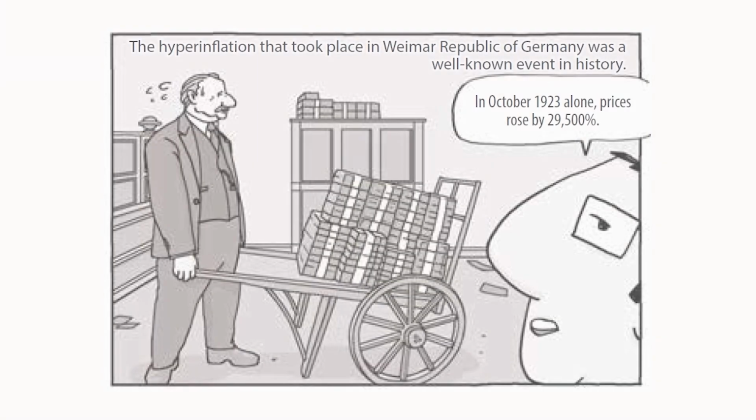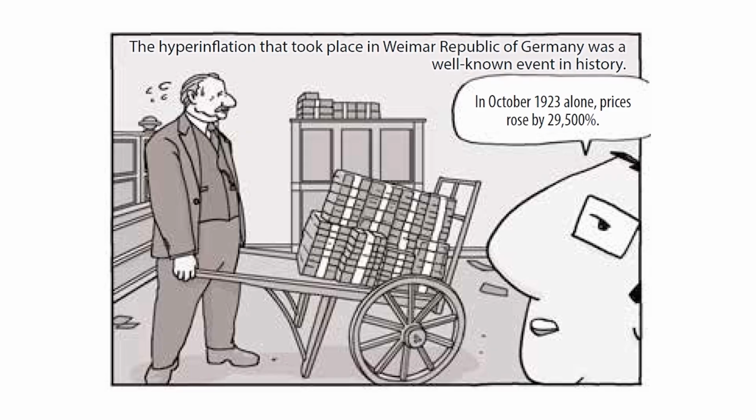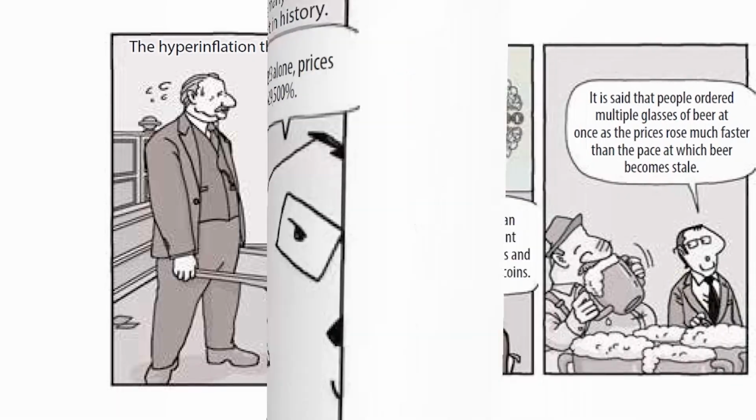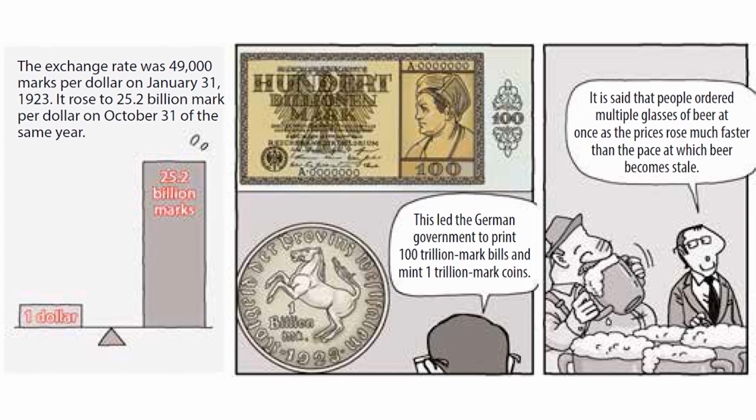The hyperinflation that took place in Weimar Republic of Germany was a well-known event in history. In October 1923 alone, prices rose by 29,500%. The exchange rate was 49,000 marks per dollar on January 31, 1923. It rose to 25.2 billion mark per dollar on October 31 of the same year. This led the German government to print 100 trillion mark bills and mint 1 trillion mark coins.